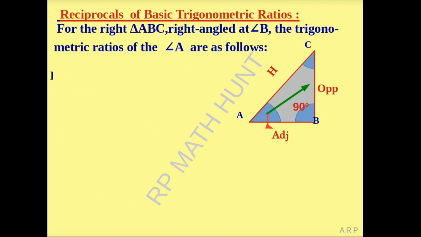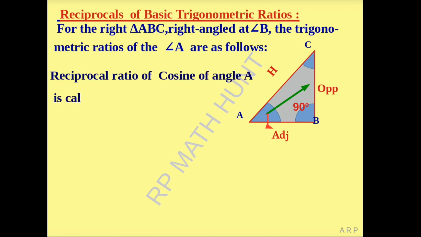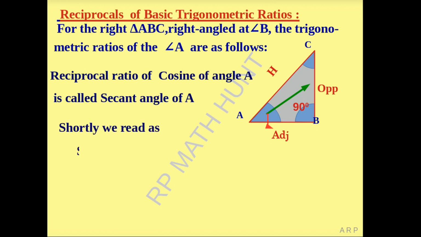The reciprocal ratio of cosine of angle A is called secant of angle A. Shortly, we read it as secant A is equal to 1 by cos A. Secant A is equal to hypotenuse by adjacent, which is equal to AC by AB.